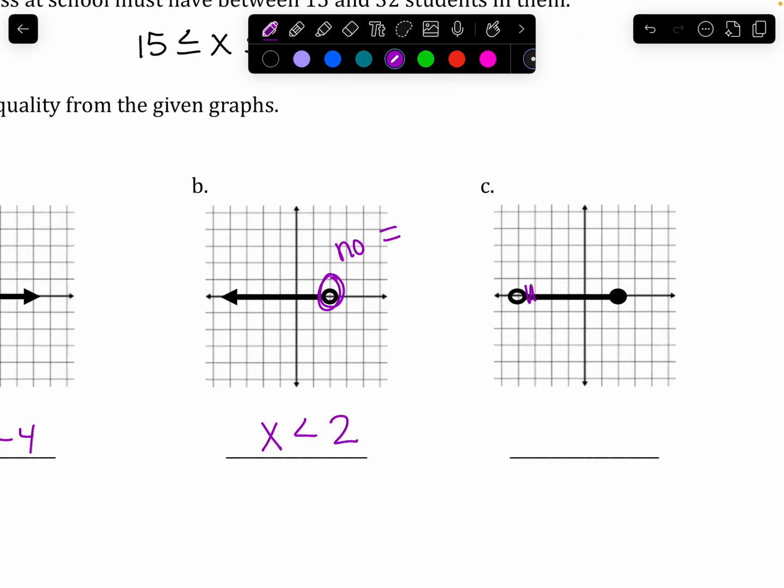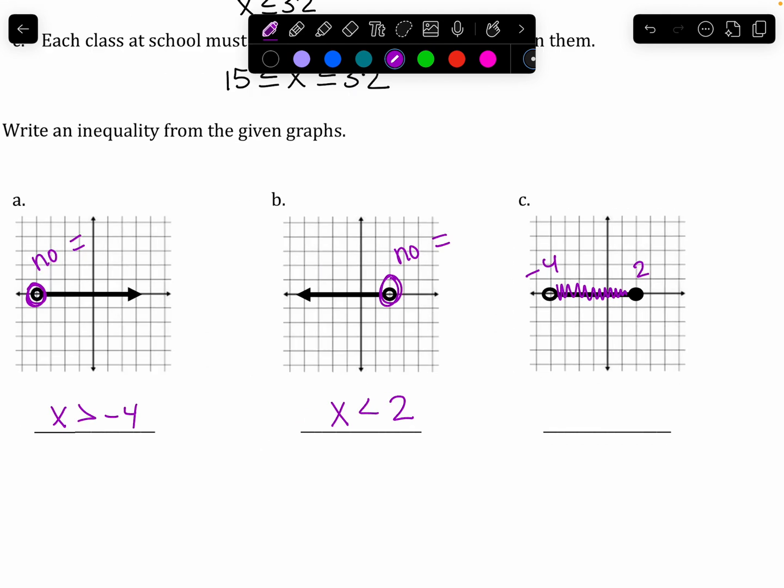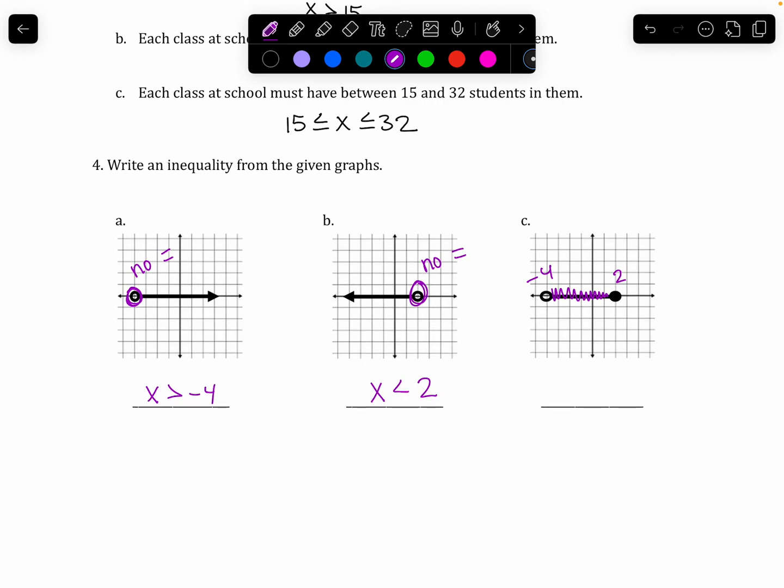Now, if you look at letter C, all of my values are contained between 1, 2, 3, 4, this -4, and this +2. Okay, so it's basically a combination of parts A and B. I think I just said A and C, but I meant A and B. Now, how would I write this? I'm going to write this very similar to how I wrote this letter C up here, where -4 is my smallest value and +2 is my largest value.